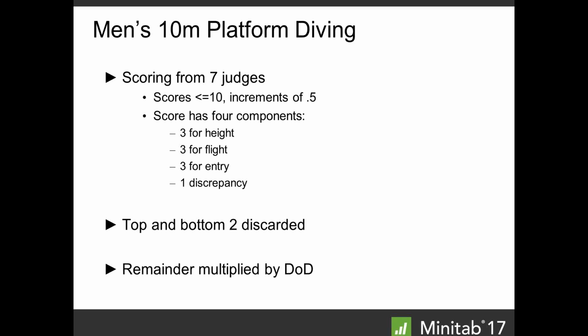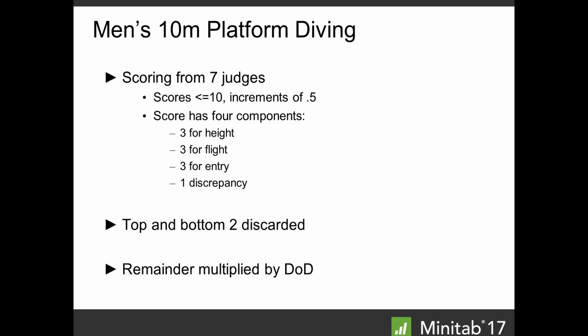Now, to minimize the influence of maybe judges who didn't get a good look or have some other bias, the top and bottom two are discarded. For the purposes of today, though, we don't care about that, because if there is some bias or some problem with a judge, we want to know. We don't care that their score keeps getting thrown out. We want to know there's a problem with that judge. We're going to use all scores.